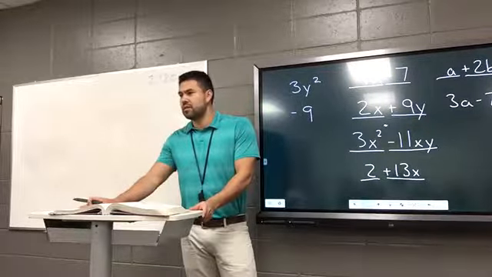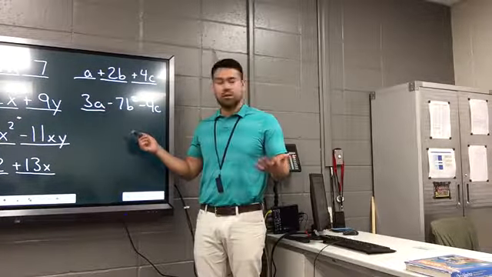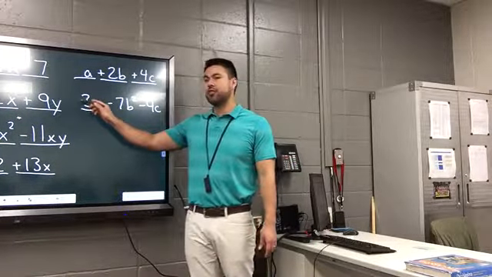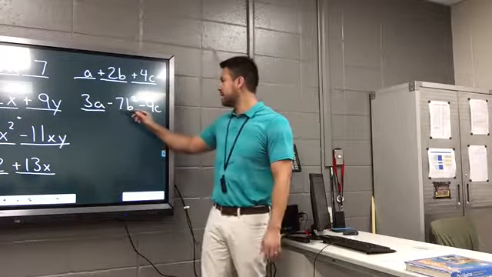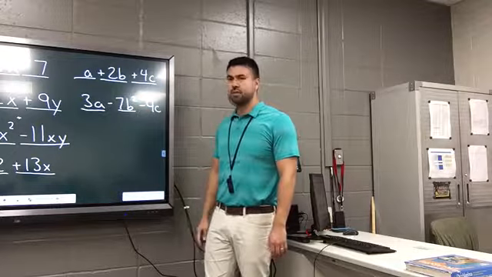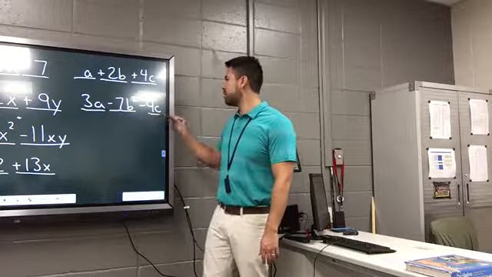Can you guys identify the monomials here? Can everyone see 3a is a monomial? Is there a sign in front of the 3a? Not written there, but technically it's positive. Is this a monomial right here? What's the sign in front of it? Negative. Is this a monomial right here? What's the sign in front of it? Negative. So we have our three terms.